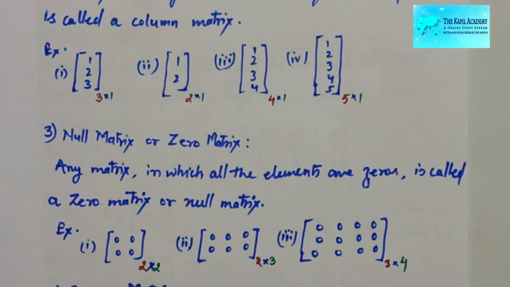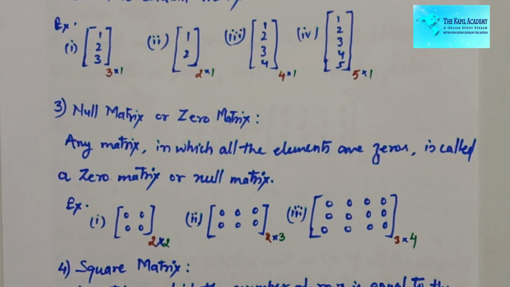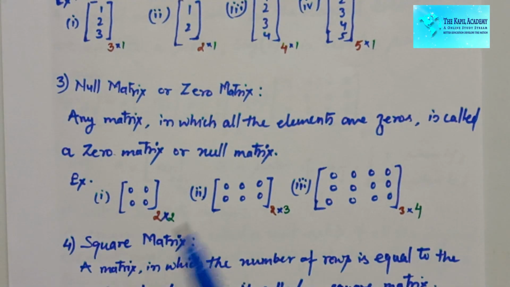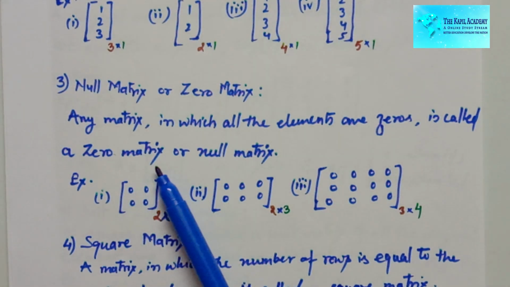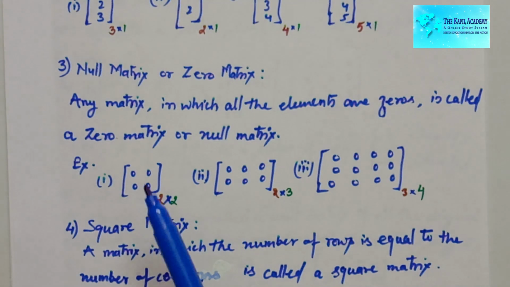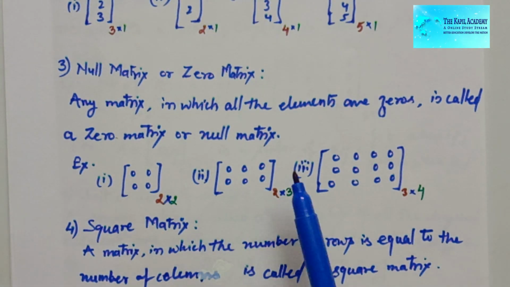The next type of matrix is the null matrix, which is also known as a zero matrix. Any matrix in which all the elements are 0 is called a zero matrix or a null matrix. It is the very simplest matrix, in which all the elements are 0.